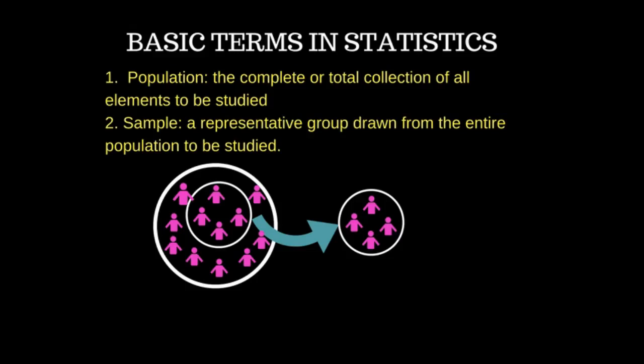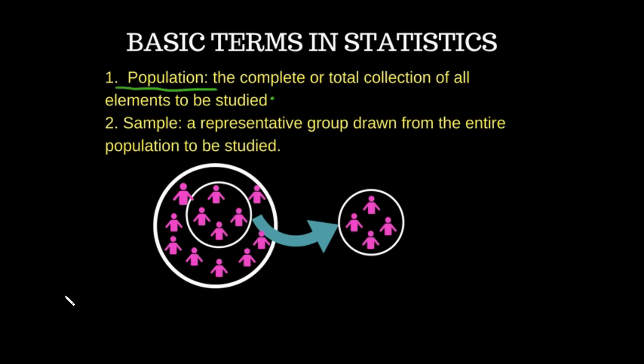Okay, let's quickly run through the basic terms in Stats. This will help you have a clearer understanding and get you going in Stats 101. So we'll start with population, that's the first one. Population is a complete or total collection of all elements to be studied, while the sample is a representative group drawn from the entire population to be studied.